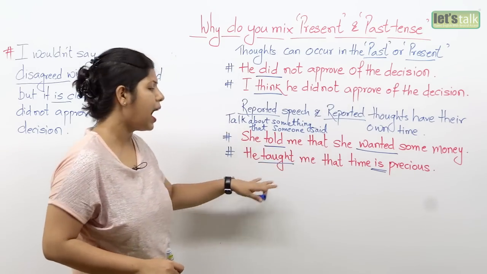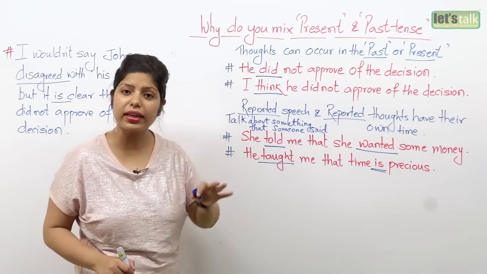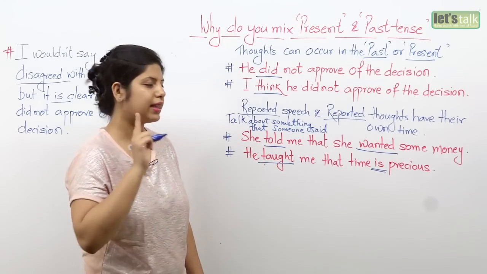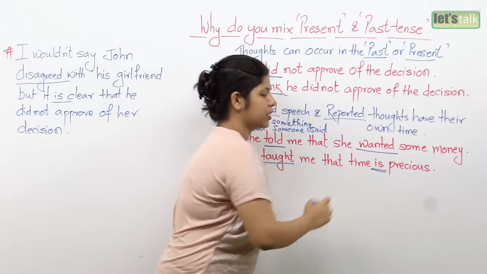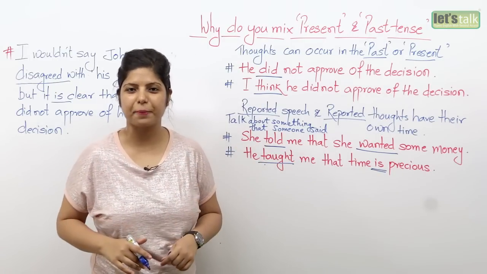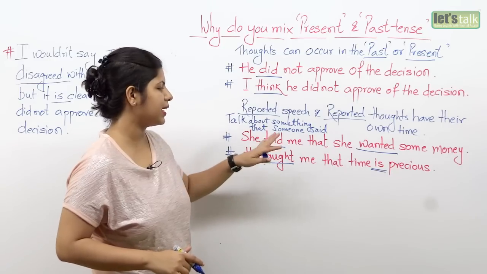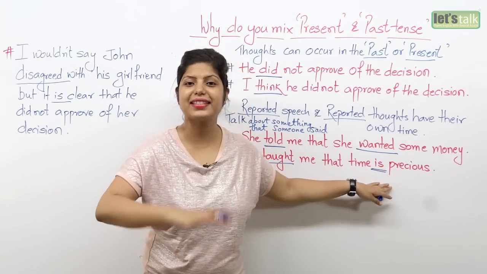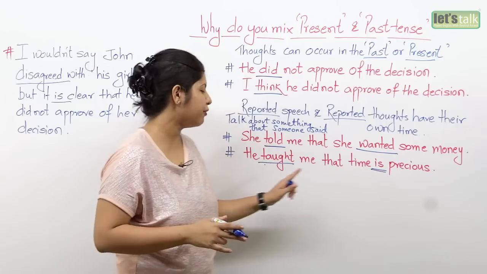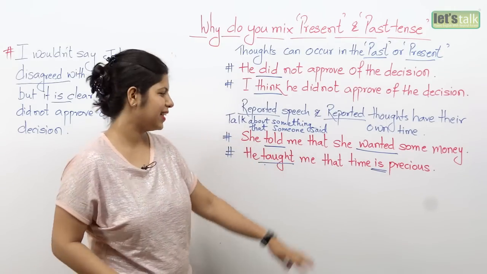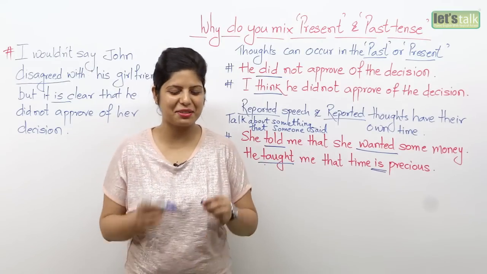Now here, I am reporting something that someone taught me. However, they have told me that time is precious, which means that time will always be precious for me. So I'm talking about something that I was told. However, the time that I'm using as present is current. So here I've mixed the two tenses. But it does make sense, doesn't it? This is a very good piece of advice given to me.